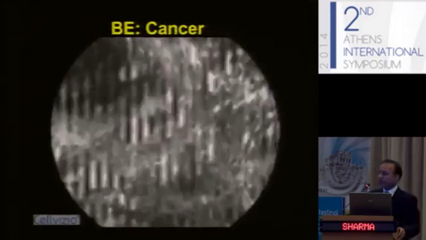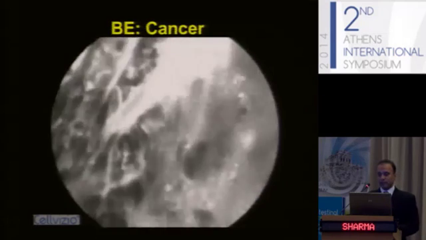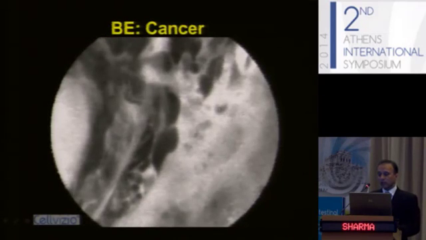This is an example of cancer, and what you see in this situation is that there is leakage of fluorescein outside of the blood vessels. The normal architecture of the glands is lost here, and you can see large goblet cells which are irregularly shaped, and this is an example of esophageal adenocarcinoma in Barrett's esophagus.